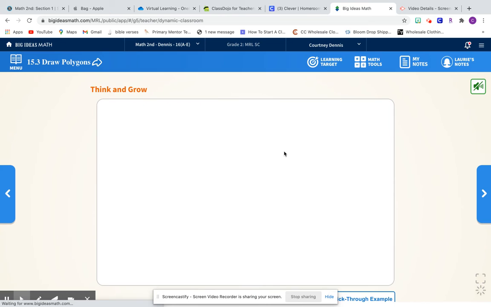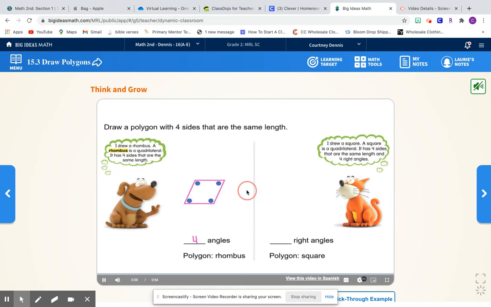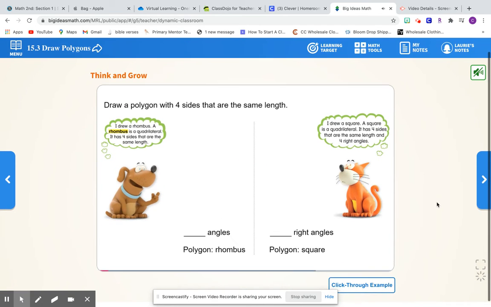All right, let's look at our think and grow question. Draw a polygon with 4 sides that are the same length. Newton says, I drew a rhombus. A rhombus is a quadrilateral. It has 4 sides that are the same length. Look at Newton's rhombus. Count how many angles the rhombus has. 1, 2, 3, 4. There are 4 angles.